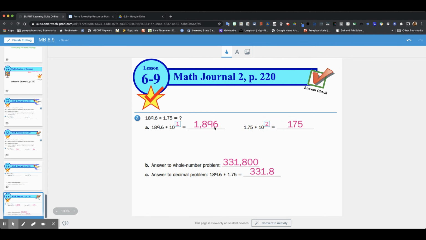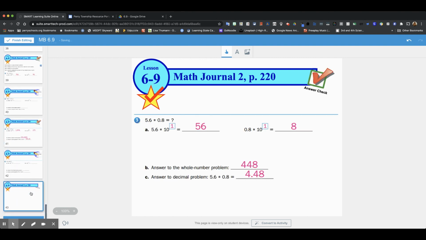Number 2, we should have multiplied 189 and 6/10 times 10 to the power of 1, giving us 1,896. 1 and 75 hundredths was multiplied by 10 to the second power to give us 175. When we multiply those 2 whole numbers together, you get a huge number of 331,800. But undoing that by dividing by 10 to the third power, that brings us back 1, 2, 3. And notice they dropped the zeros at the end. We didn't need it. You could have written 331.800, but those 2 zeros at the end are not necessary.